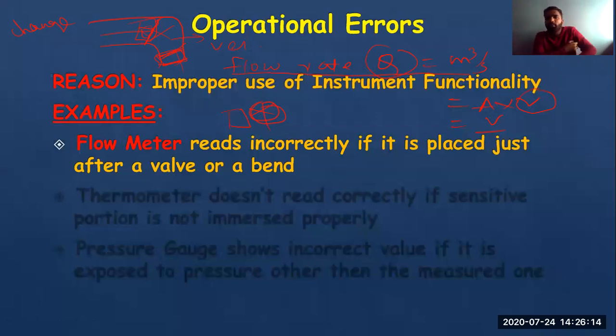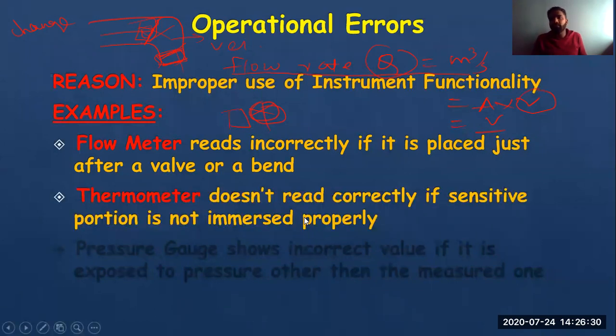Where do you keep the thermometer? You keep it at the side. Okay, at your side. If you don't put it properly, what will happen? If the sensitive portion of the thermometer is not immersed properly, what will happen? The thermometer won't read the readings correctly. So this is also called an operational error.